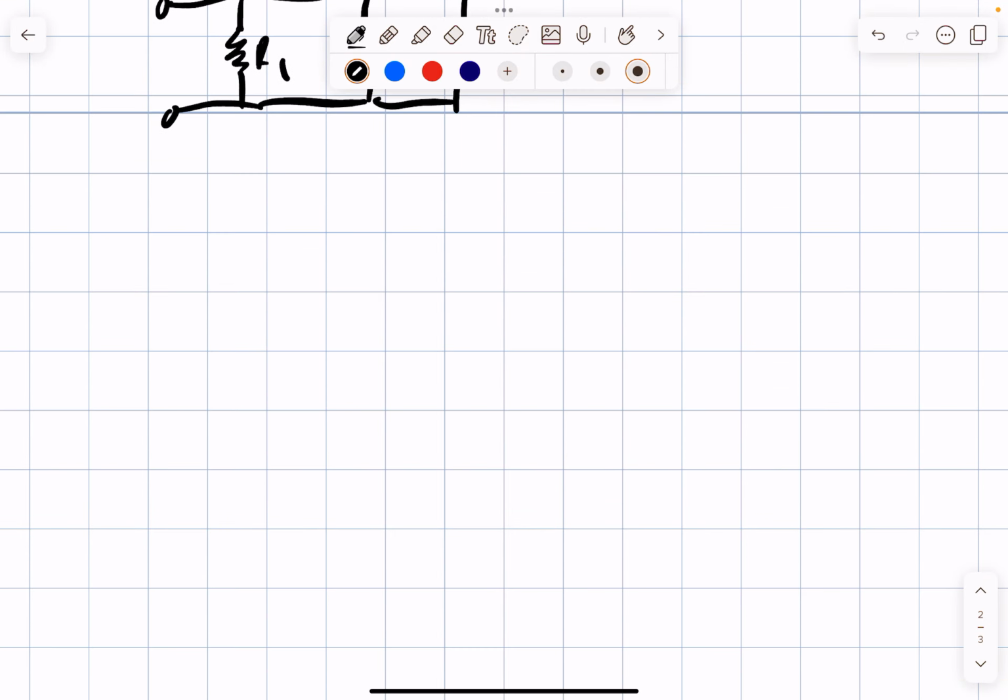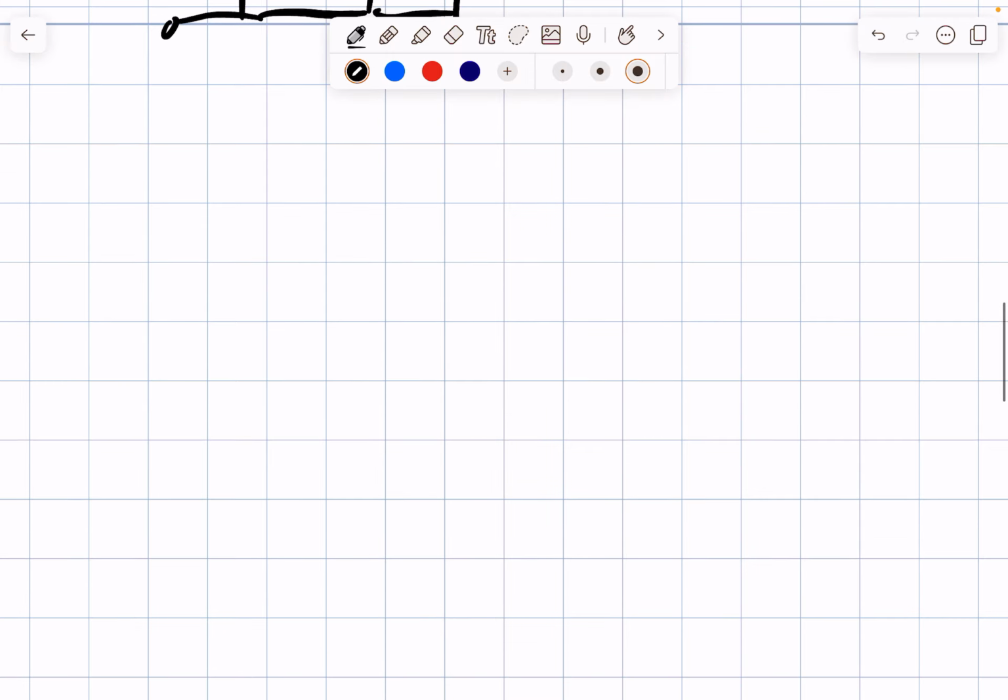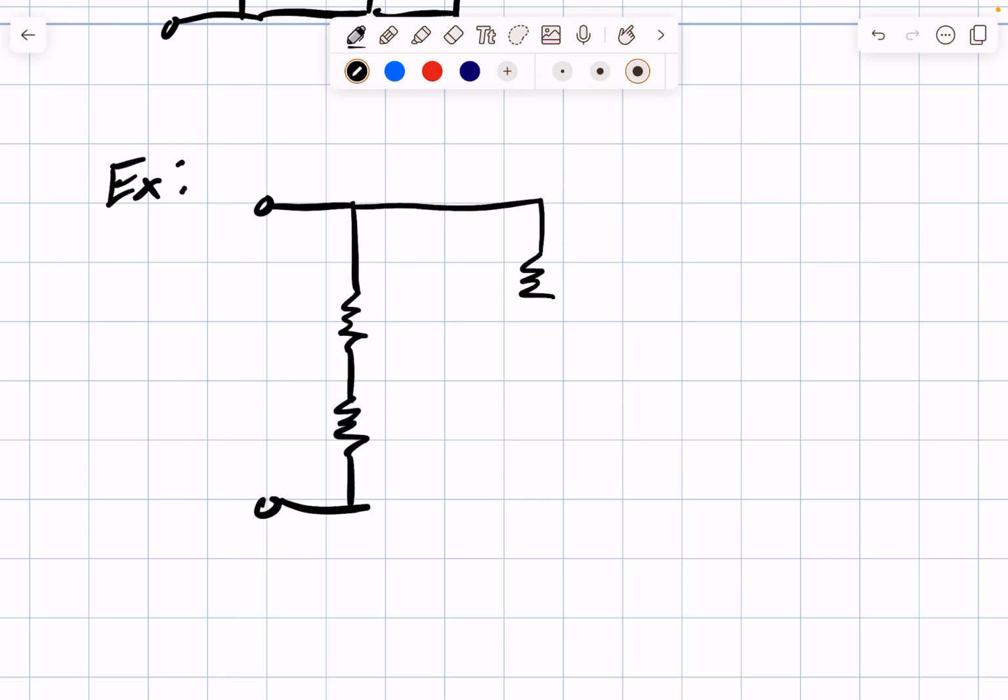So now I will go ahead and do a couple examples here of how to actually simplify these circuits. So I'll go ahead and do this example here. Okay. We'll have R1. We'll say this is R3, and then R2, R4.